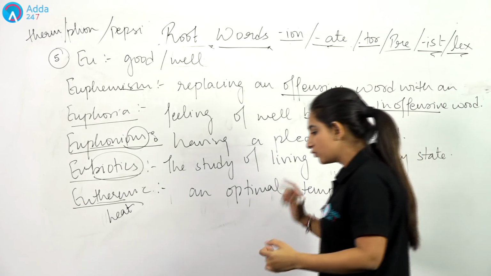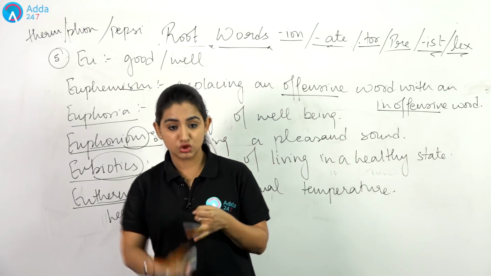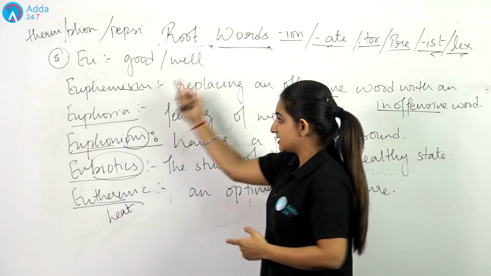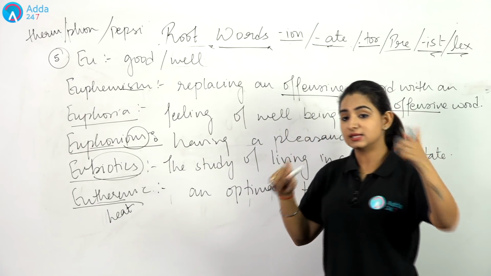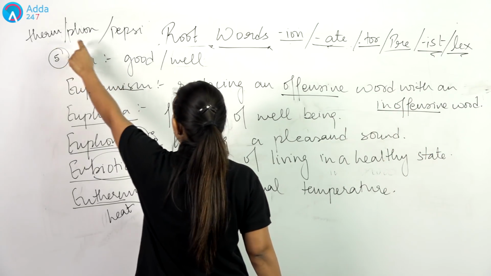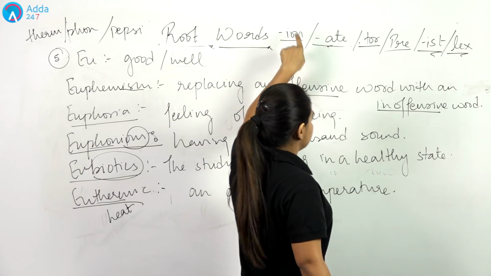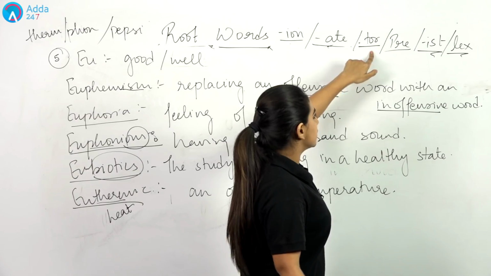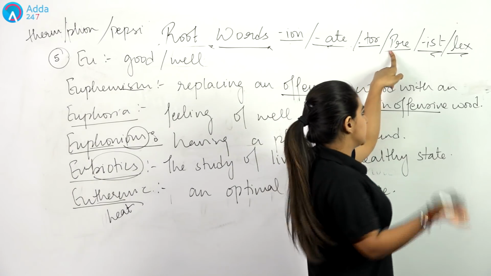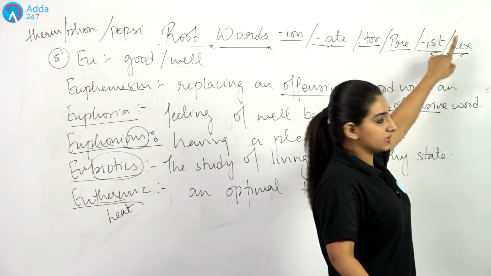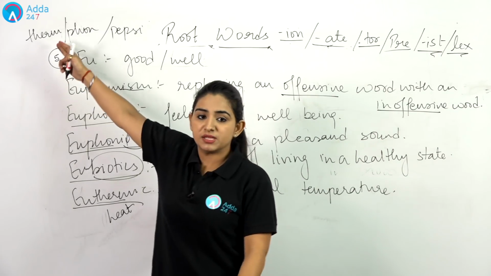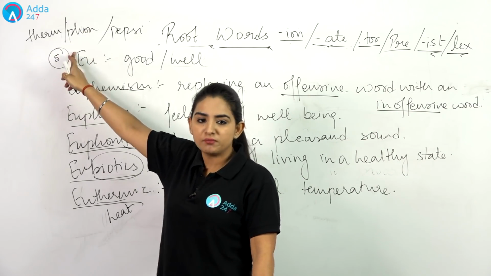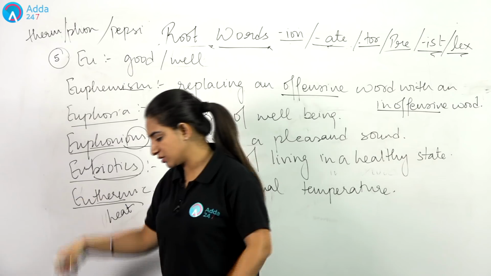So you learned a lot of root words like dict, domin, dine, dis and eu. Other than that, you also learned therm, phone, pepsi, ion that ends with a noun, ate a verb, ter is a person, pre means before, ist is again a person, lex means words. Similarly, therm means heat, phone means sound, and pepsi is related to digestion.